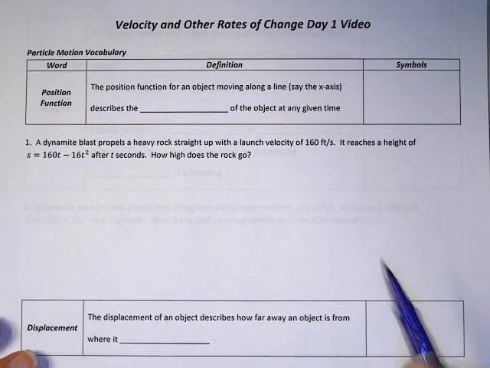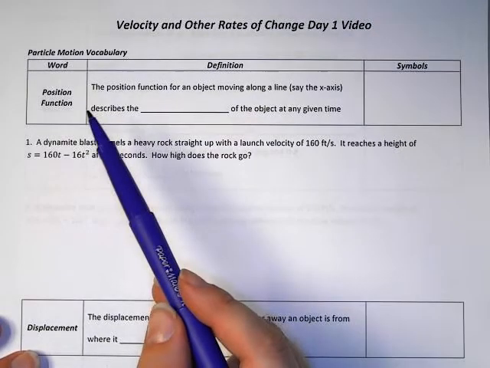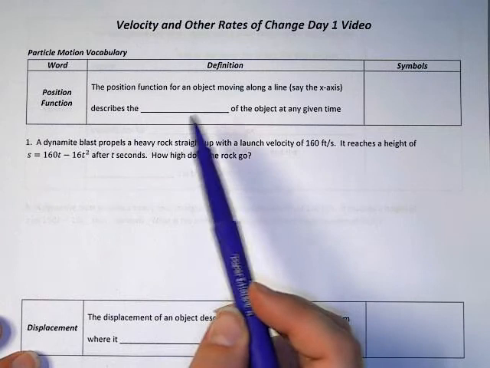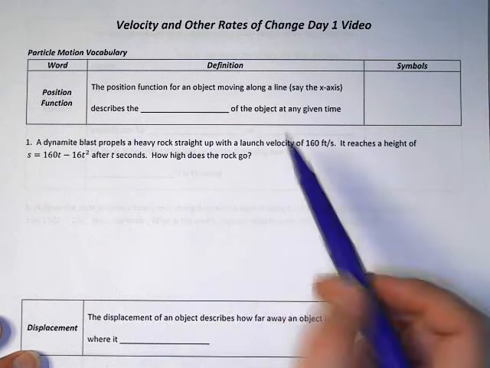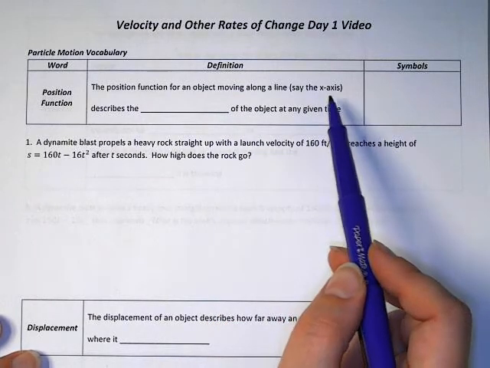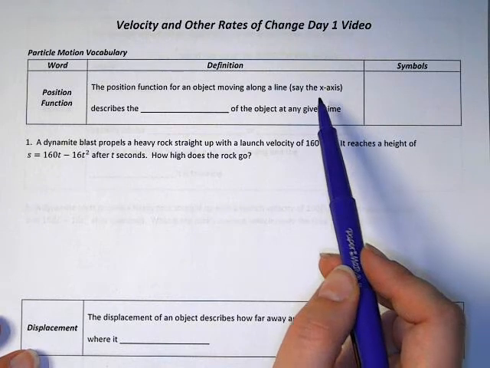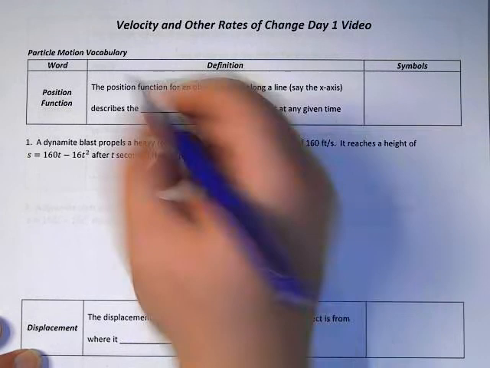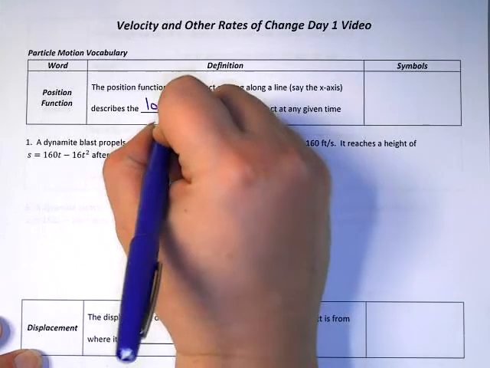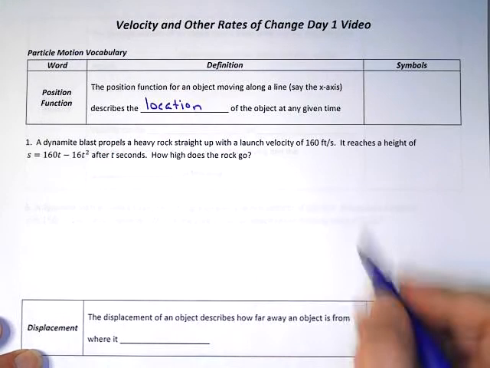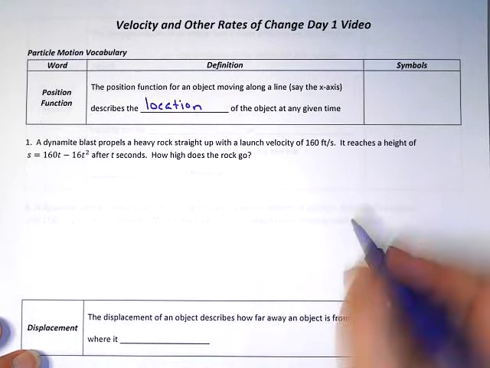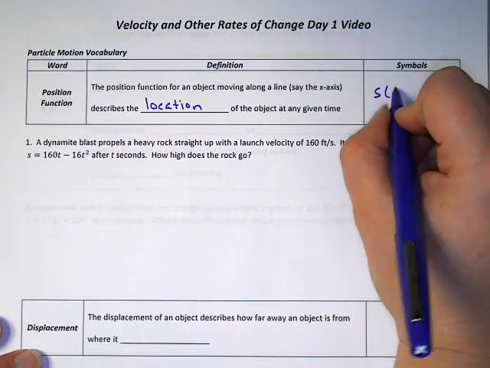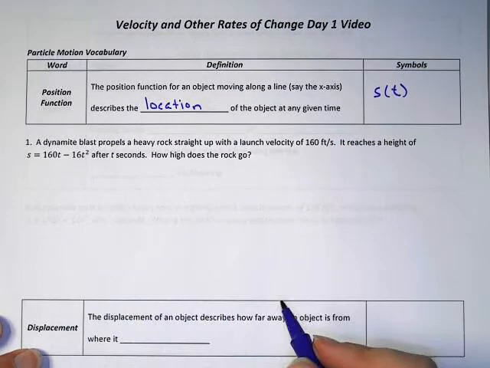So first things first, let's talk about the position function. The position function of an object moving along a line, say the x-axis, sometimes we'll say the x-axis, other times we'll say the y. Most of the time I feel like it's the x-axis. But regardless, it describes the location of an object at any given time. All right, position function we always call s of t.